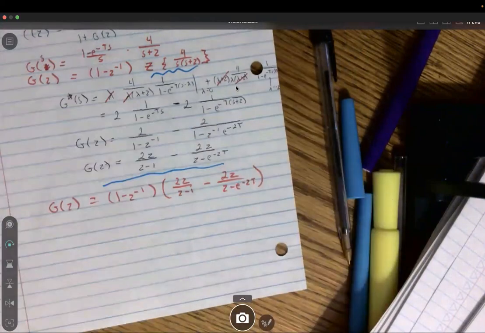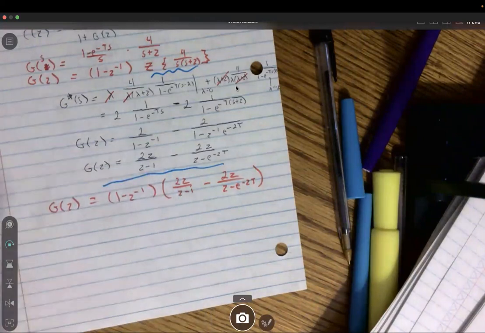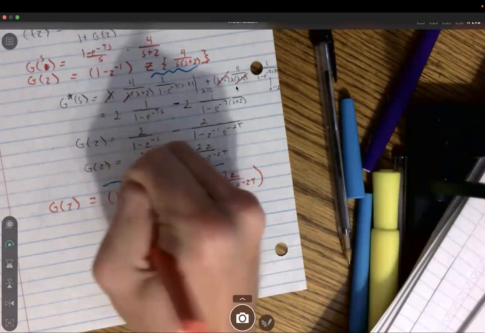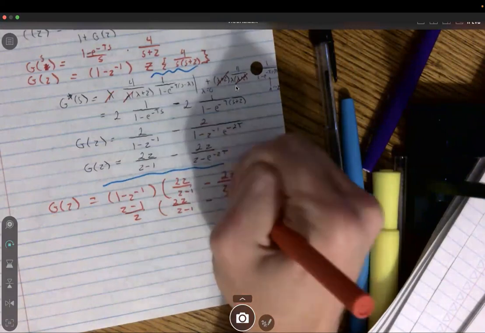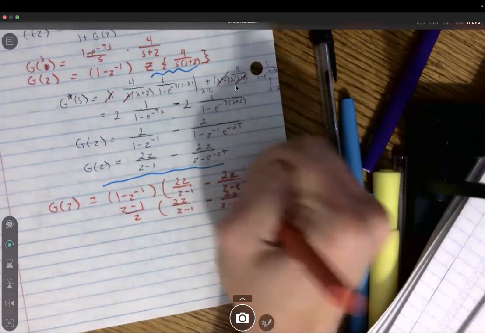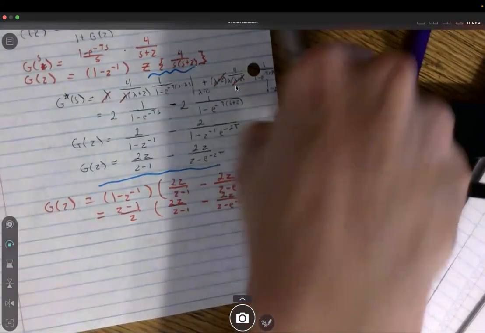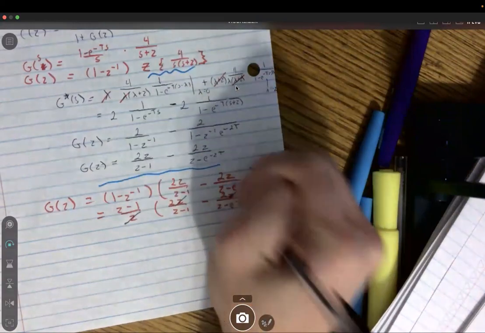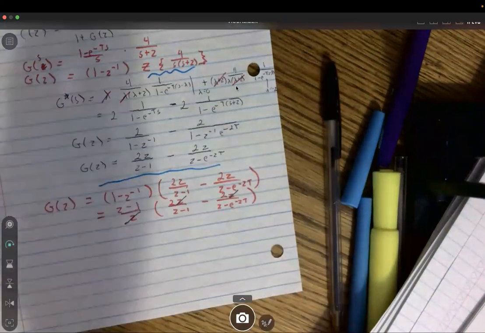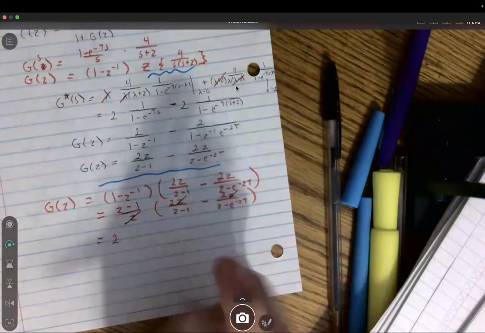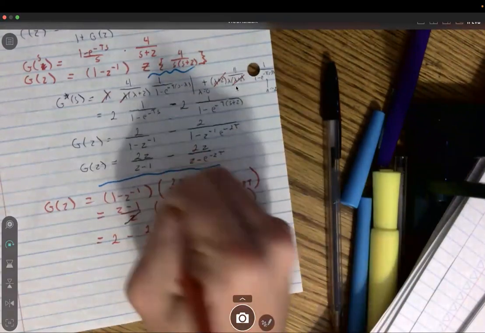Then this part we're going to remember. You can just make this Z minus 1 over Z, multiplied by 2Z over Z minus 1, minus 2Z over Z minus e to the negative 2T. Okay, so the Z is going to cancel with the Z, and we're left with multiplying by Z minus 1. You're going to notice that this term is just going to become a 2, and then it's going to be a minus 2, and then Z minus 1 over Z minus e to the negative 2T.